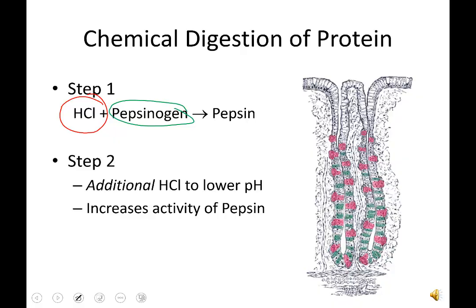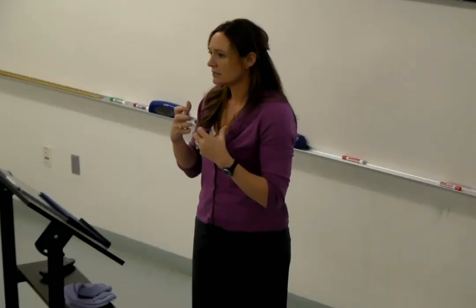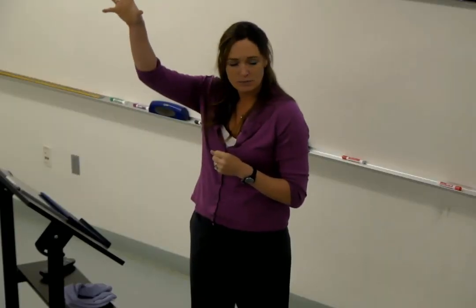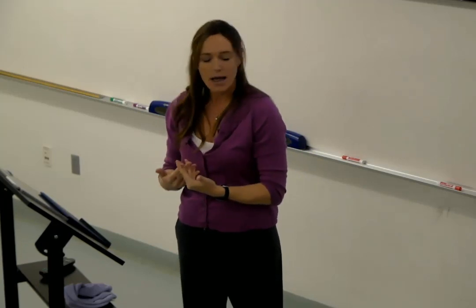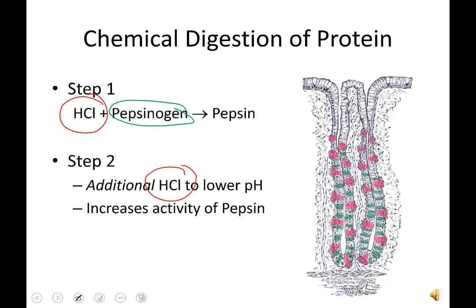So when protein shows up in our stomach, all of a sudden that's a signal: hey, chief cells, send me some pepsinogen. Parietal cells, send out some hydrochloric acid. Together, they're going to form pepsin. Then parietal cells send out additional hydrochloric acid that's actually going to be used to drop the pH. That is going to make pepsin active.